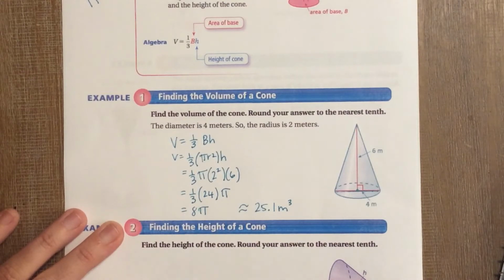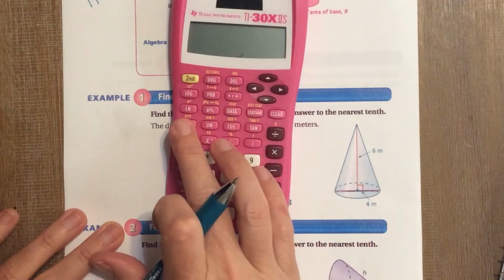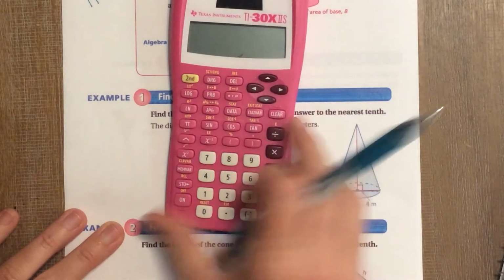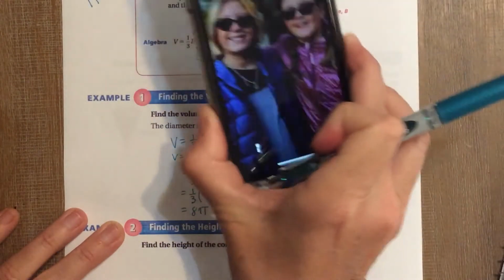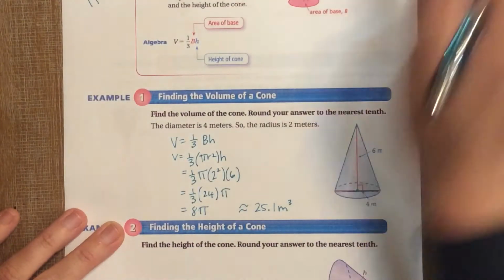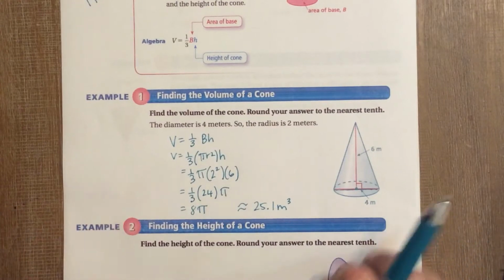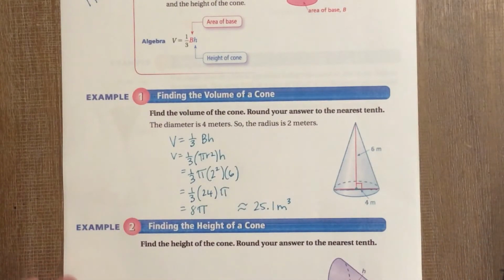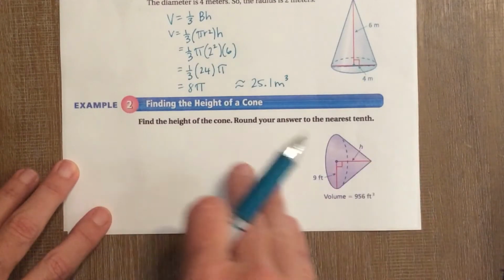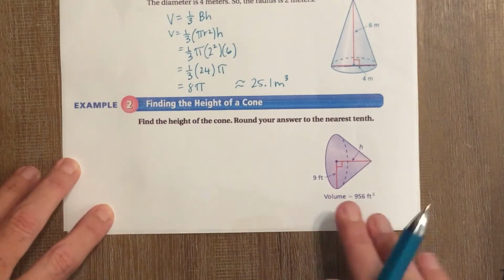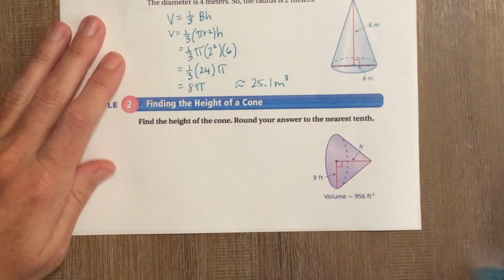The big difference is we're going to use the pi button on your scientific calculator. You could use the scientific calculator of your phone, the Big Ideas scientific calculator, or Google a scientific calculator, whatever you need to do. And then it steps up a notch by finding the height, so you have to use some algebra skills.